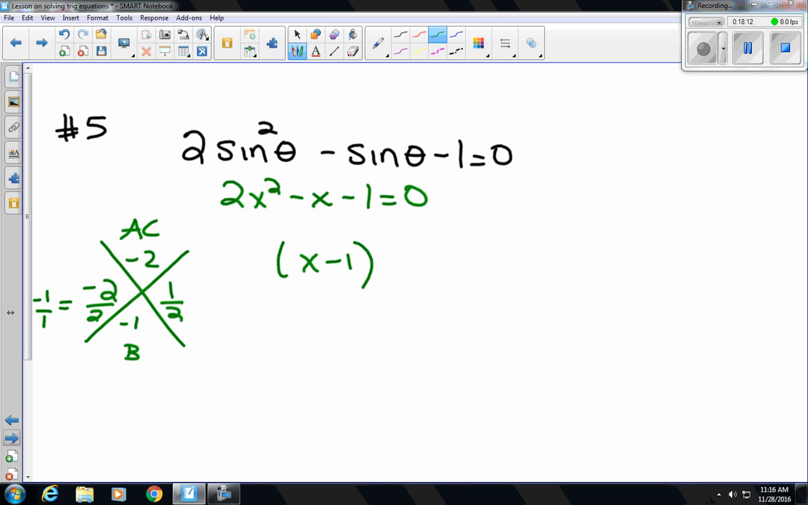Now let's do this side. 2x plus 1. How did you get the numbers for that? They are the two numbers that give me the product of AC and the sum of B.